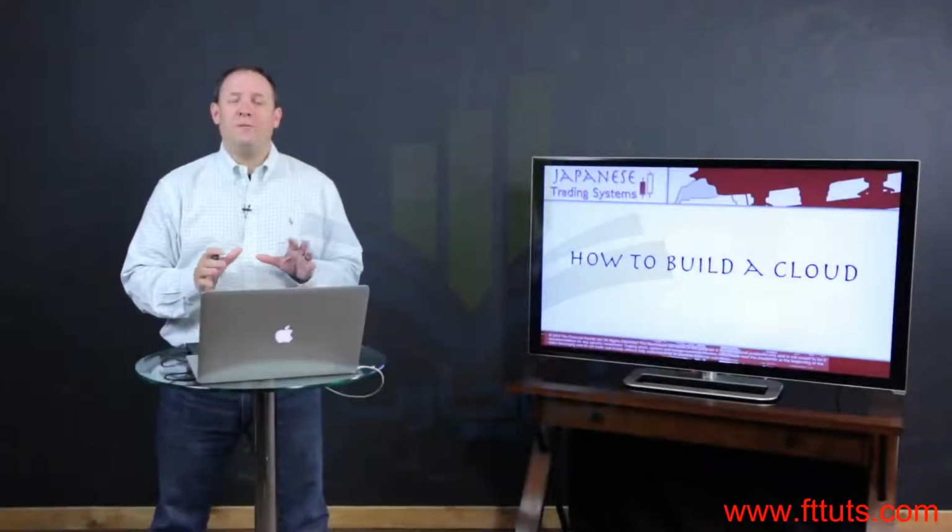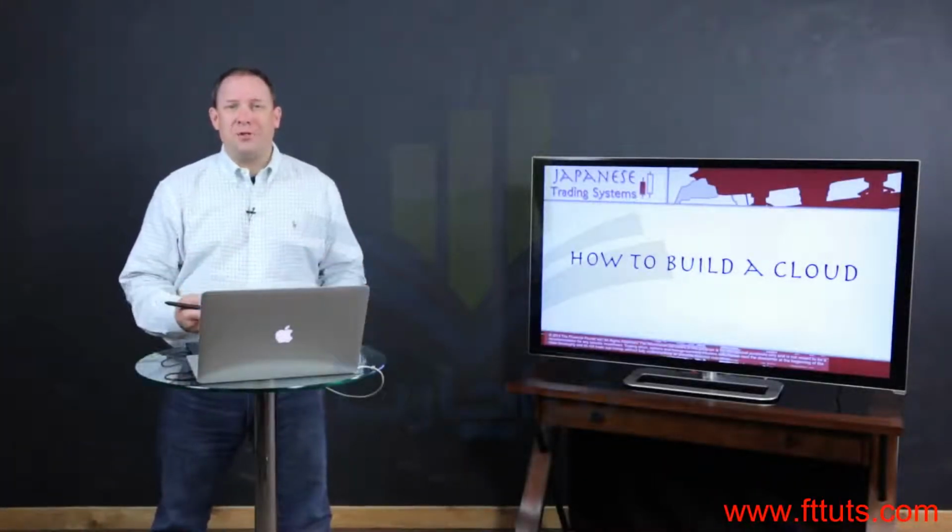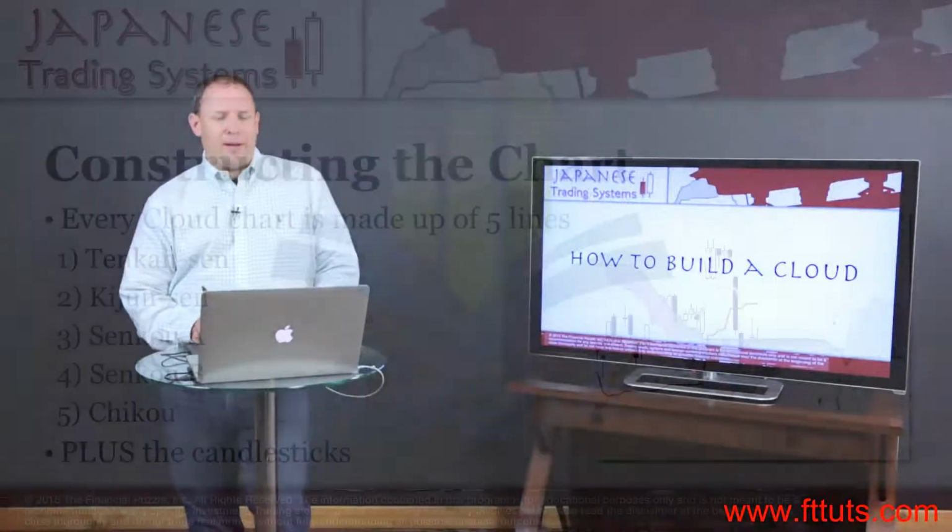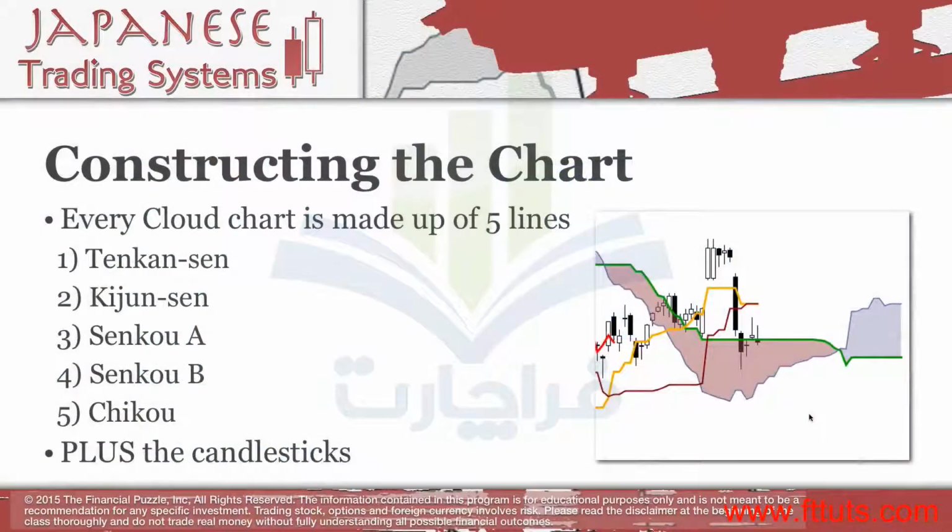So that brings us to the part you've been waiting for. How do we actually construct the clouds? Well, let's jump in here. Let's start off with reminding ourselves of the 5 lines. We've got the Tenkan-sen, we've got the Kijun-sen, we've got the Senkou A and B, and of course the Chikou.